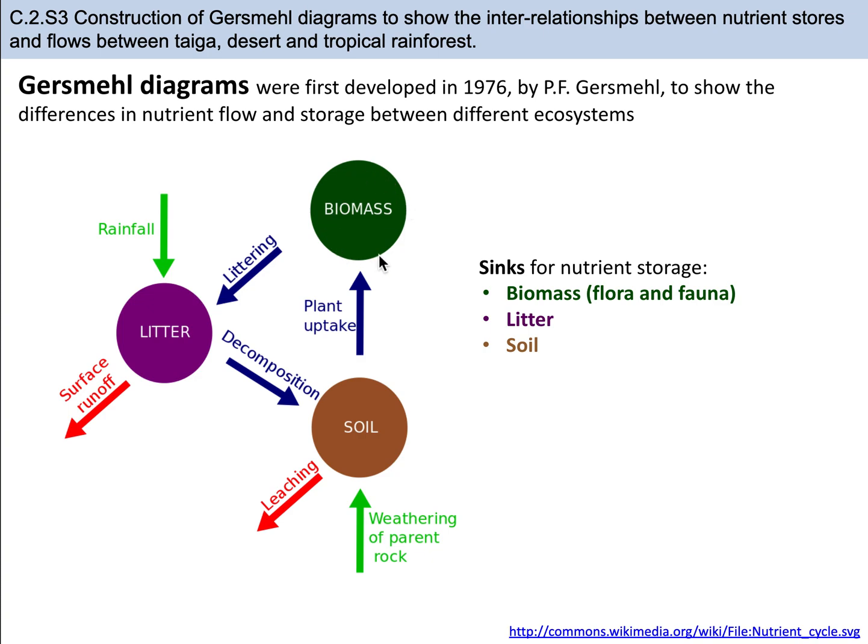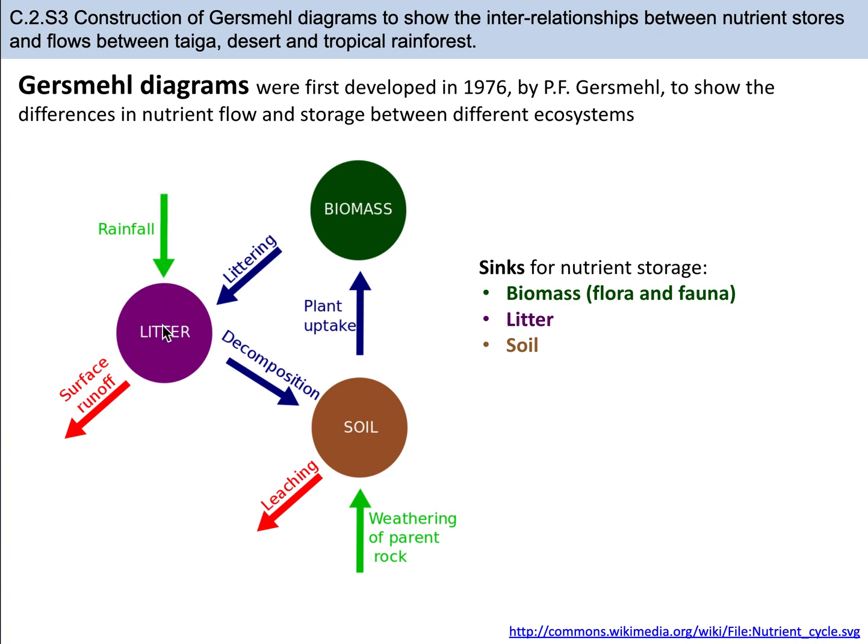There's always the biomass circle, the litter circle, and the soil circle. These are the sinks, where the nutrients are stored. The blue arrows show the general movement of nutrients: from soil to biomass as plant uptake. From biomass to litter is littering, so the leaves falling off the trees and laying on the ground. Then litter passes nutrients to soil through decomposition of those leaves as they turn back into soil. Please don't confuse the word litter with trash on the ground. It's talking about leaf litter from trees.